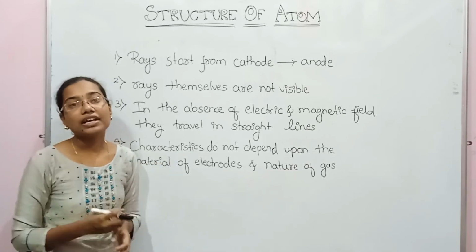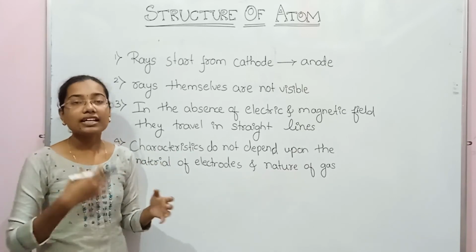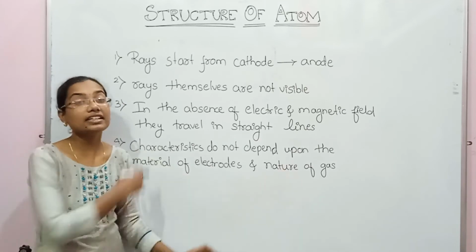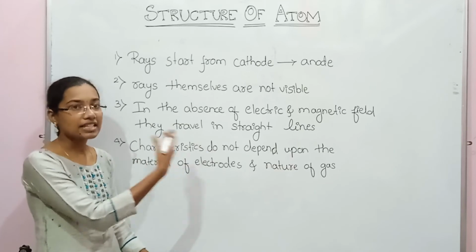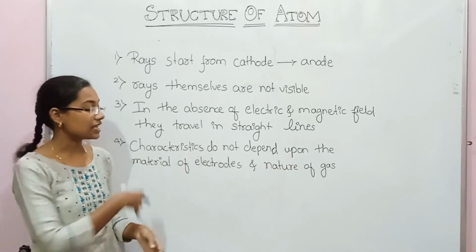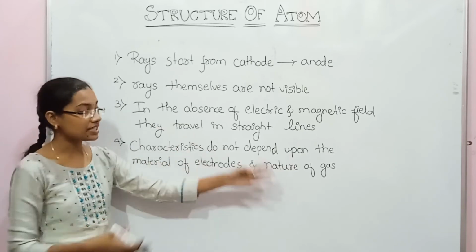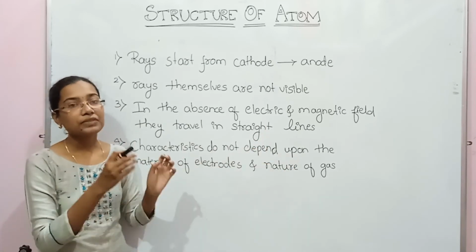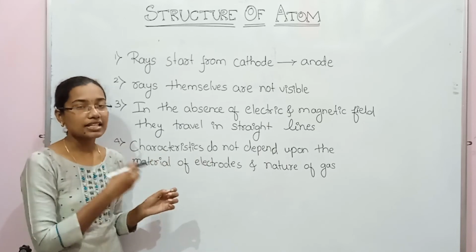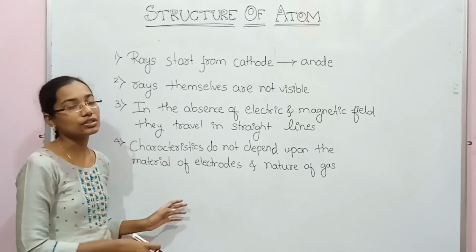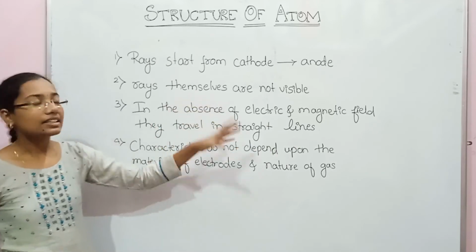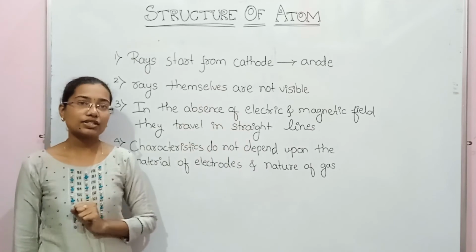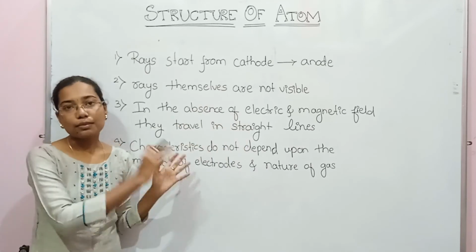Here, the characteristics of those rays will not depend upon the material of electrodes and the nature of the gas. There, we have taken hydrogen gas. If you take any other gas also, their characteristics remain the same. And they did this experiment by changing the position of the electrodes, the material of the electrodes, and the gas also, but they observed the same thing, that is the rays move from cathode to anode. Okay, these are the 4 observations drawn after the experimental studies of electrons.